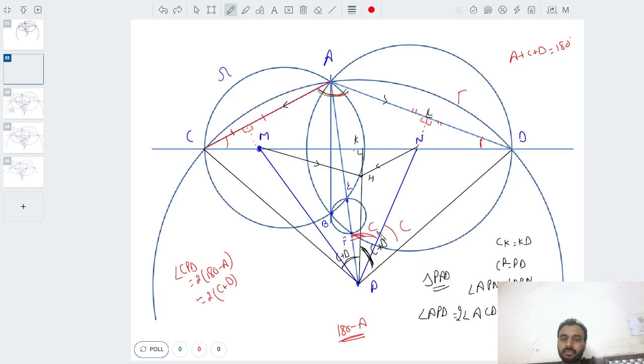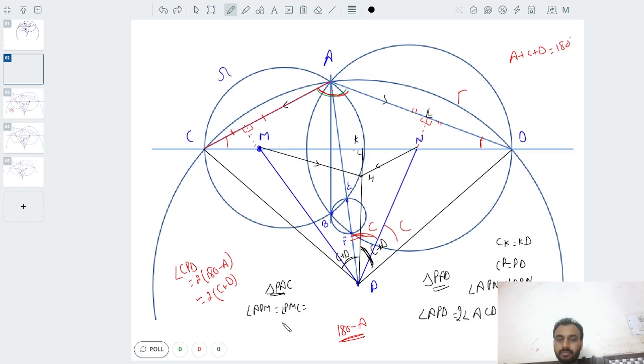Similarly, we can consider the triangle PAC. Again you can see PM is a perpendicular bisector of the chord AC. So that angle is also bisected. PM bisects the angle APC. So APM is equal to PMC. Right?